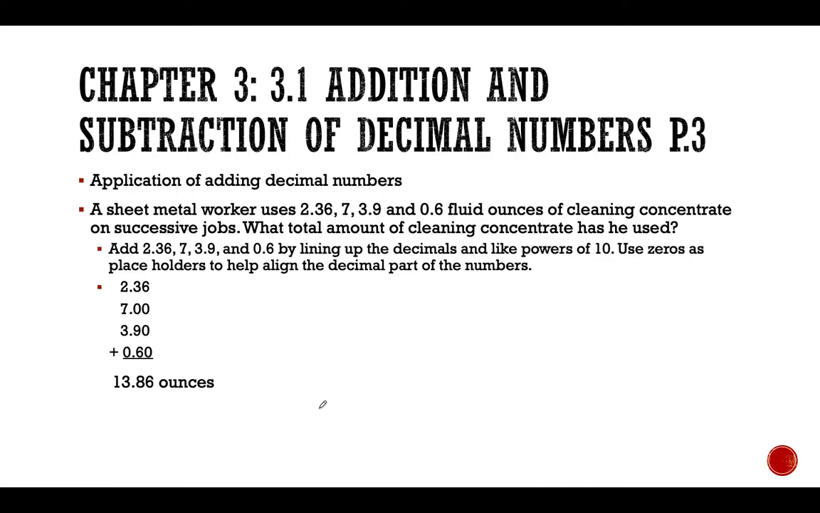Application of adding decimal numbers. So here's an application. A sheet metal worker uses 2.36, 7, 3.9, and 0.6 fluid ounces of cleaning concentrate on successive jobs. What total amount of cleaning concentrate has he used? So you're going to add all of these numbers by lining up the decimals and the like powers of 10 and use zeros as placeholders to help align the decimal parts of the number. So you can see we've aligned all the decimals, and then we've aligned each of the places so that they are the same. The places are the same for each of the numbers. And when we add these, aligning all of that, we get 13.86 ounces.